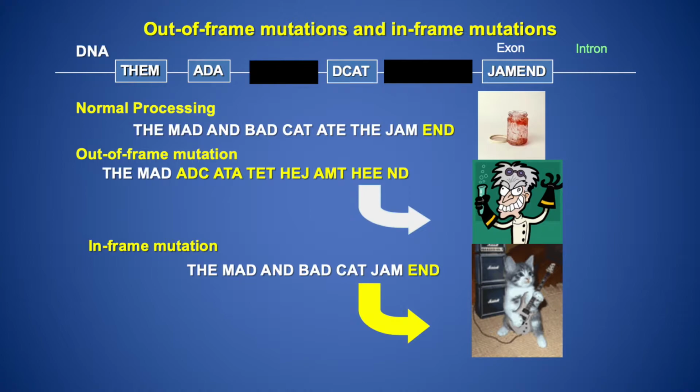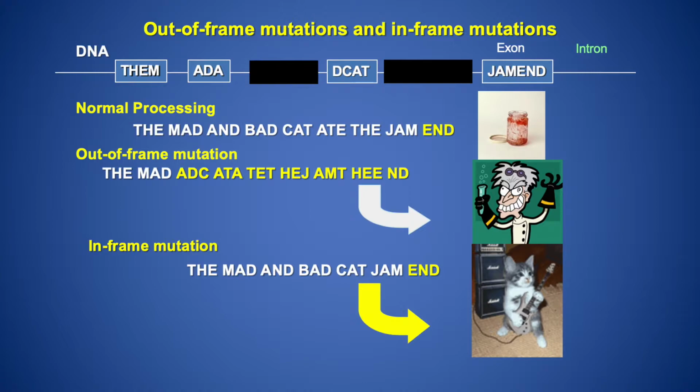So 3 letters always mean one word. So that means here, the resulting product is "the mat and bat cat ate the jam." So this is the resulting product. And if you have an out of frame mutation, for example, if you have deletion of this exon, it has 4 letters. Okay, 4 letters, so it's an out of frame mutation. You can't divide by 3.